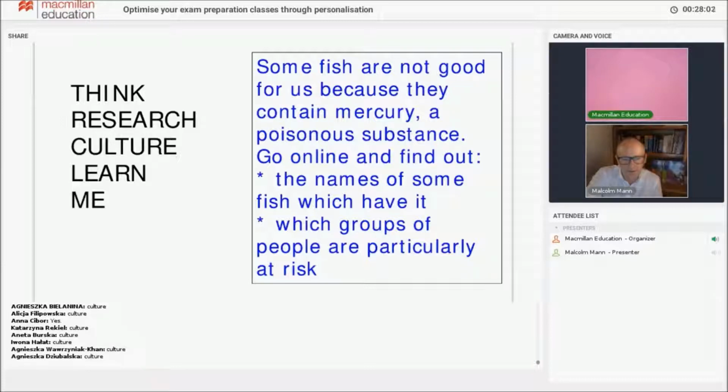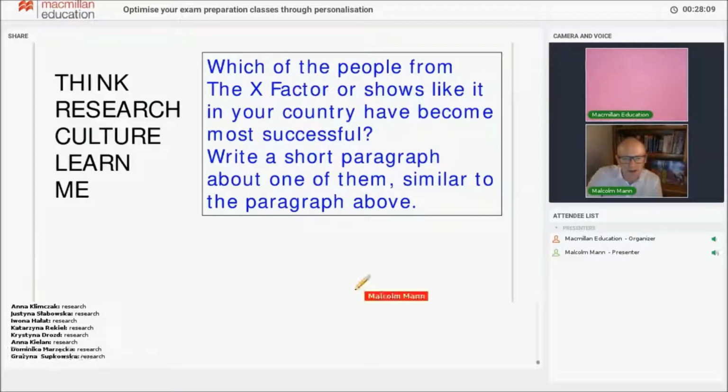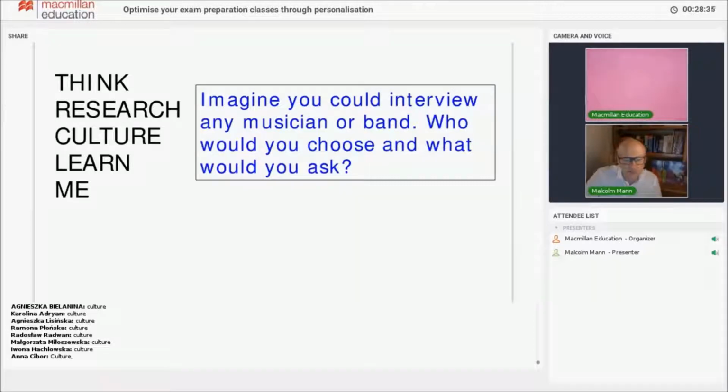What about this one? Yep, that's research. They're going online to find information. Exactly. Now, what about this one? Culture, exactly. It's popular culture. It could also be think. It could also be me. But actually, I think the closest one is culture, because it's about X Factor and shows like it in the student's own culture.